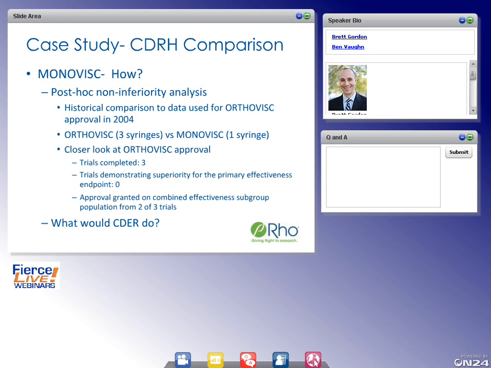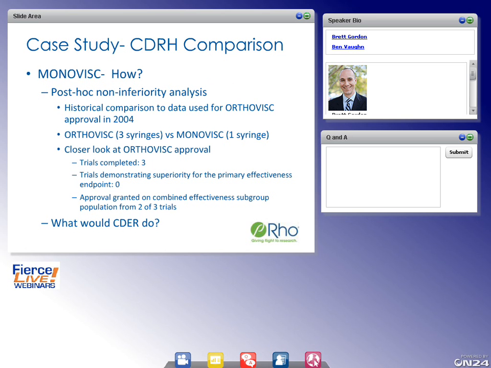Orthovisc is another product, which was given in 3 doses. And just for additional background, Monovisc is basically Orthovisc given in a single dose. You take the 3 syringes, put them into 1 syringe, and give it at 1 time. So they did a non-inferiority analysis against the old Orthovisc data to establish non-inferiority.